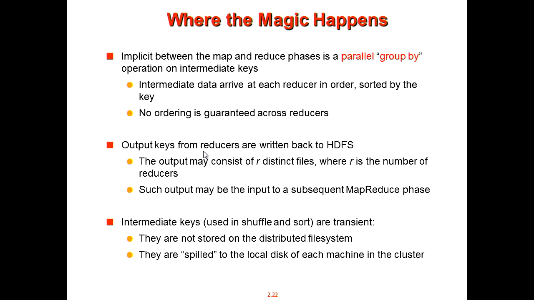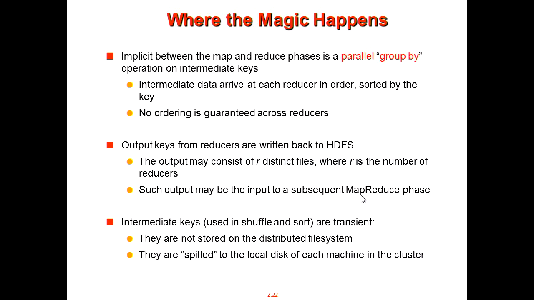The output from the reducers is written back to HDFS as well. So your data is in HDFS, and the output from the reducers is also stored in HDFS. The output may consist of R distinct files: how many reducers you have is how many distinct files you will generate on HDFS. Such output may be input to a subsequent MapReduce phase.